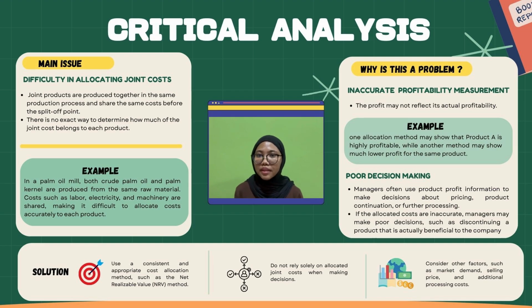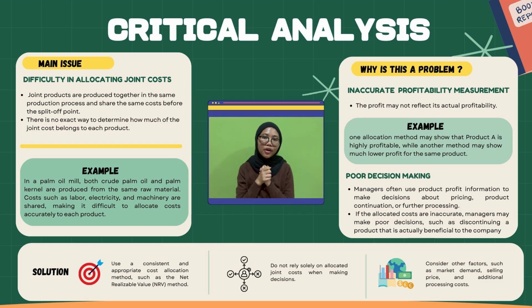A good example is a palm oil mill. In this process, both crude palm oil and palm kernel are produced from the same raw material. The factory uses shared resources such as labor, electricity, machinery, and maintenance. Since all these costs are combined in the production process, it becomes very difficult to decide how much cost belongs to crude palm oil and how much cost belongs to palm kernel. So, any method used to allocate these costs will involve some level of estimation and assumption.